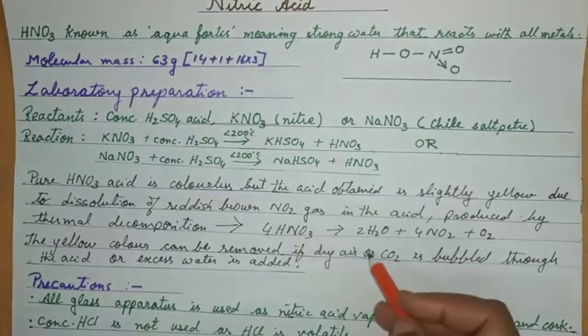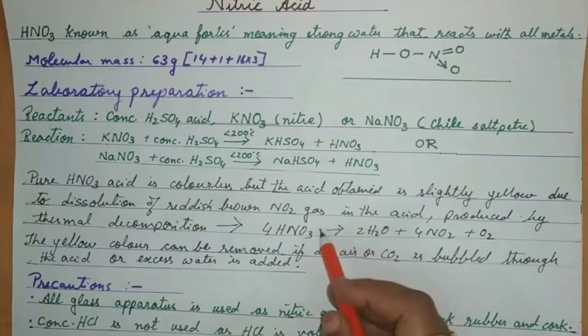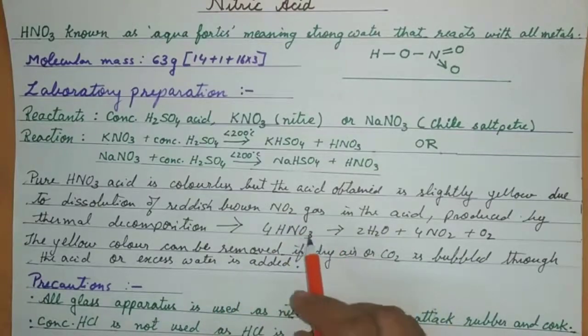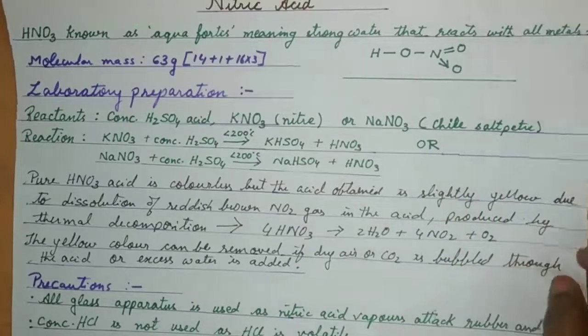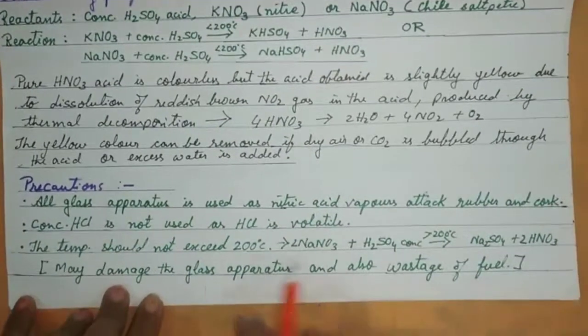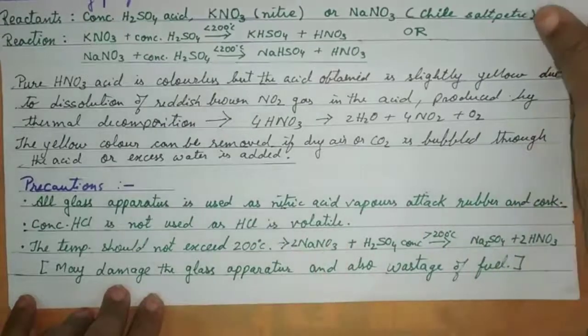How to remove the yellow color? We discussed just now. Why is nitric acid kept in dark colored bottles? Also we discussed when we were doing the properties. Why do we need the all glass apparatus? Why is the temperature to be maintained less than 200? This is from the first slide.